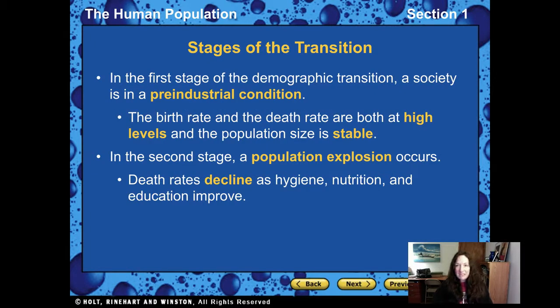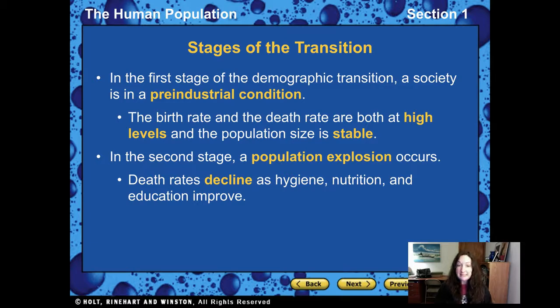So the first stage is a society that is pre-industrial. So this would be what humans have been for thousands and hundreds of thousands of years before the agricultural revolution. So it's a pre-industrial age. The birth rate is high, the death rate is high, and so the population remains stable. It might continue to grow as long as there's no plagues or huge causes of death. But generally, when you have the first stage, population is just growing very, very slowly because both death rates and birth rates are high.